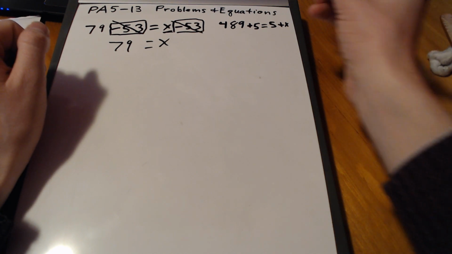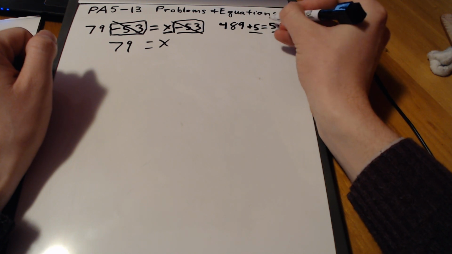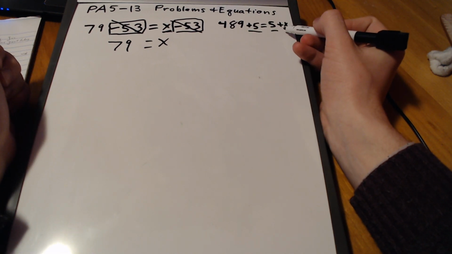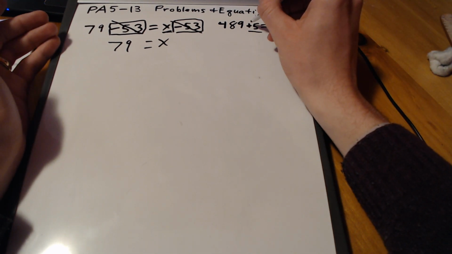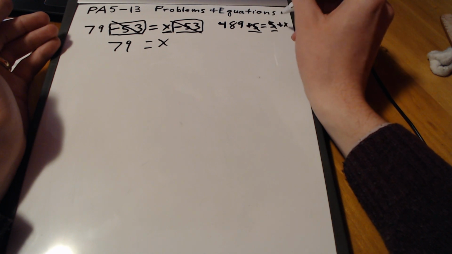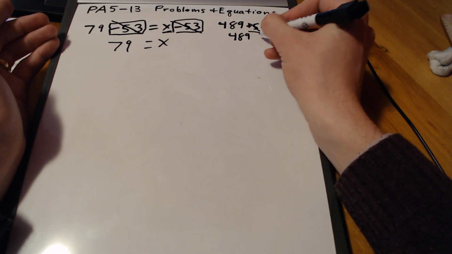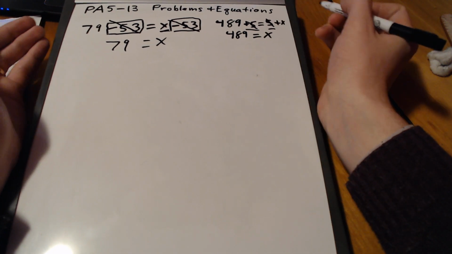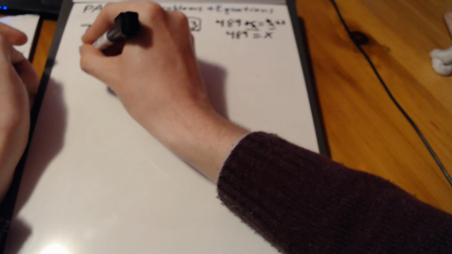Okay, we're good. Perfect. So look, you see the 5s here. So that's also kind of like a positive 5. There's 5 of something, and here you'd be adding 5 of something. So these are, again, they can cross each other out because you see they're the same. And you'll be left with 489 equals x. Voila! Okay, one more just for good measure.